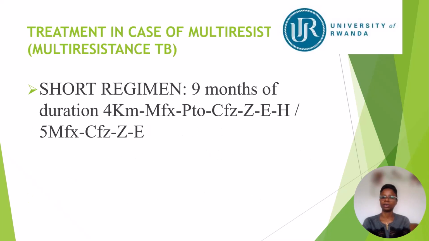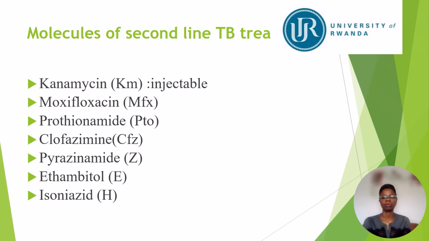Treatment in case of multi-resistant TB, the client has to take a regimen of 9 months, with an intensive phase of 4 months and a continuation phase of 5 months. In the 4 months, they have to take different molecules in combination, and also they have to take kanamycin as an injection. Then for the continuation phase, they also have to take a combination of 4 molecules. Those molecules are shown in this slide.